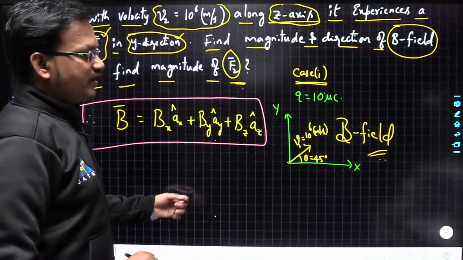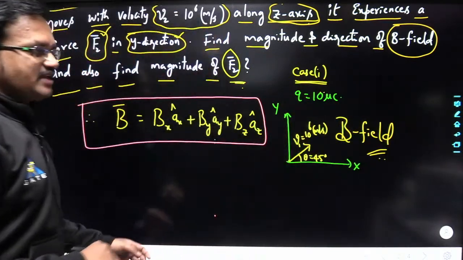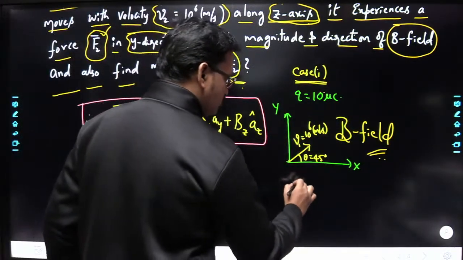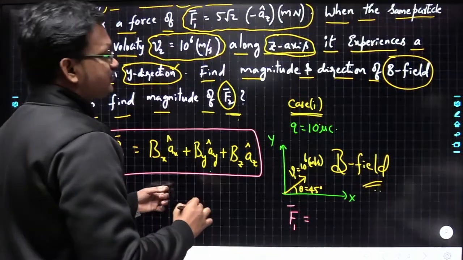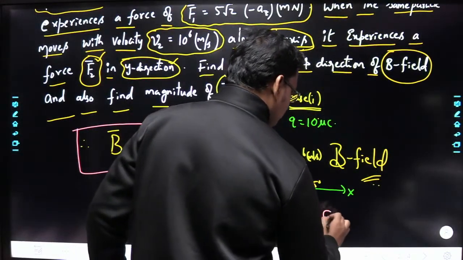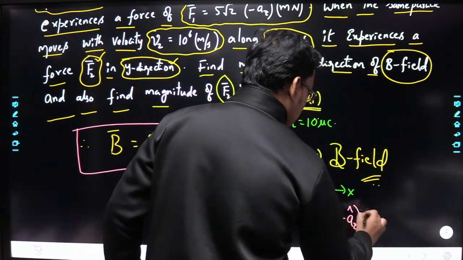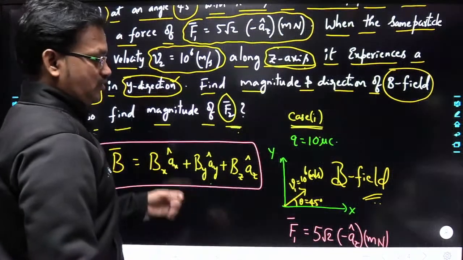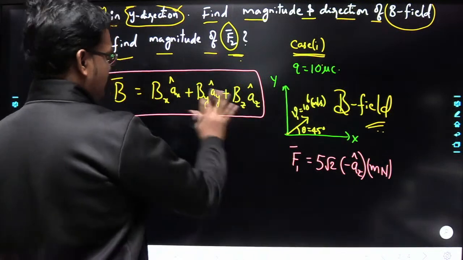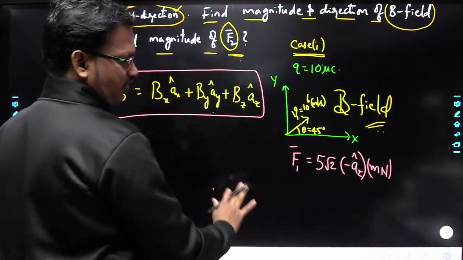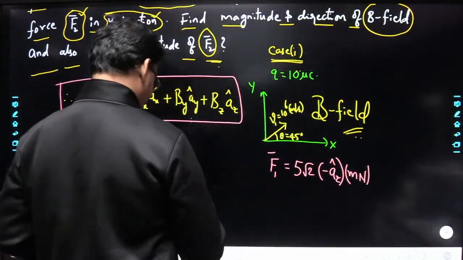Okay, so whenever it is moving at an angle of 45 degrees with respect to the x-axis in the B field, it is experiencing a force F1 bar. F1 bar is given as 5 root 2 in the minus AZ cap direction, in millinewtons. So whenever it is moving at an angle of 45 degrees in this B field, it experiences a force of 5 root 2 minus AZ cap millinewton. This is case 1.